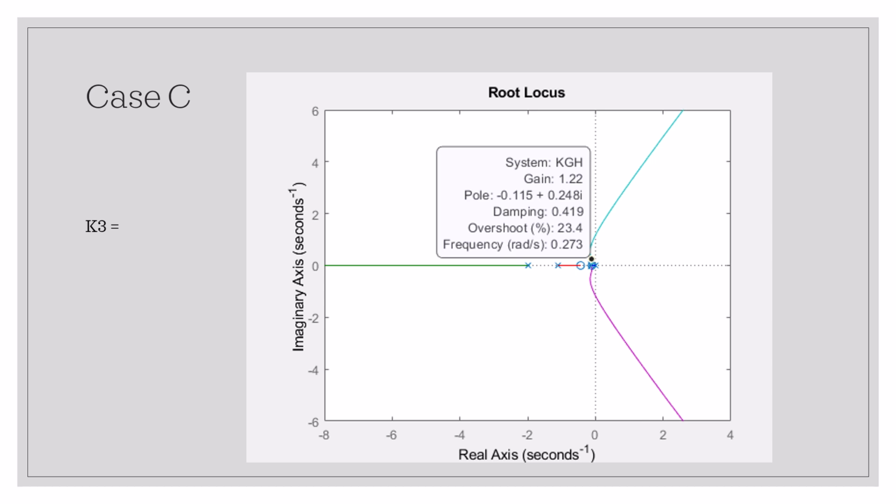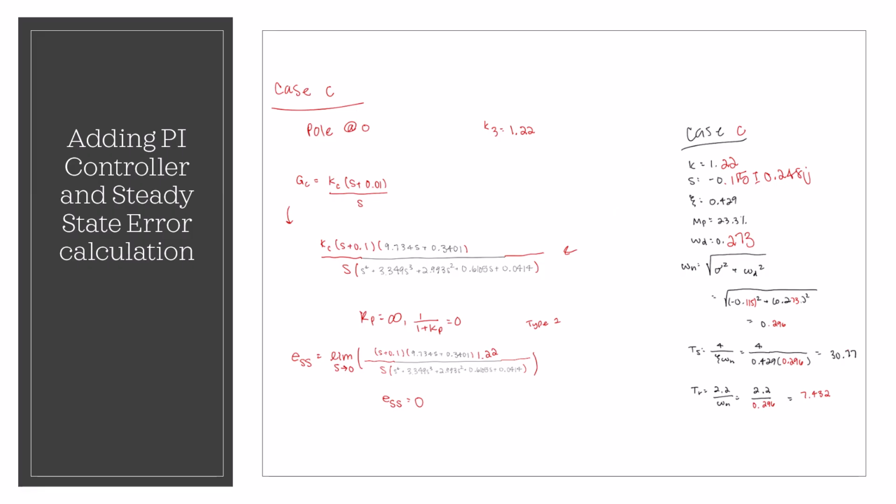For case C, I was able to plot my root locus based on where I put my pole. You can see that I was able to get close to the same overshoot, and our K3 is 1.22. From there, I solved for performance characteristics and did my Kp error, which I ended up showing did reach a steady state error of 0.